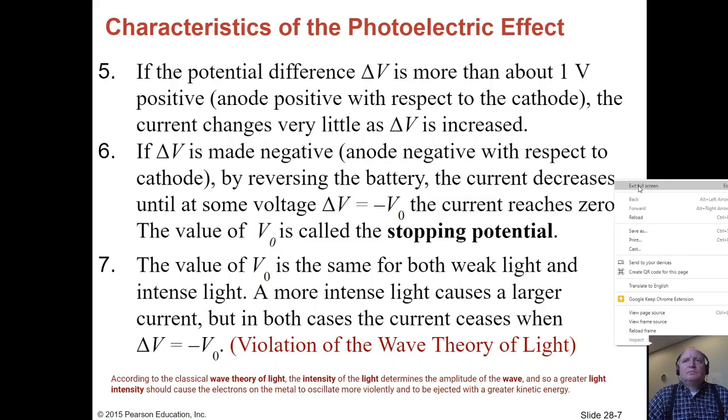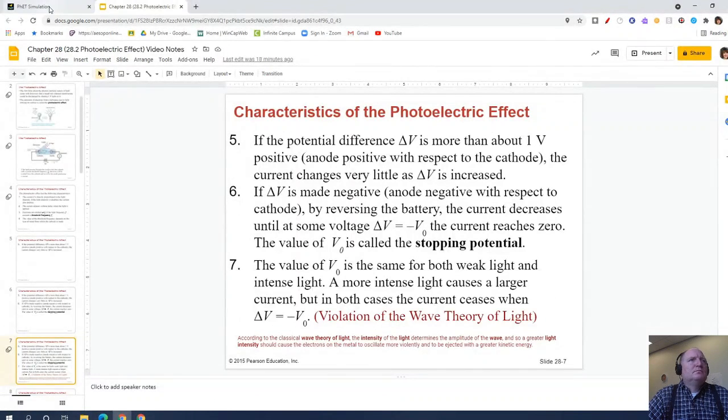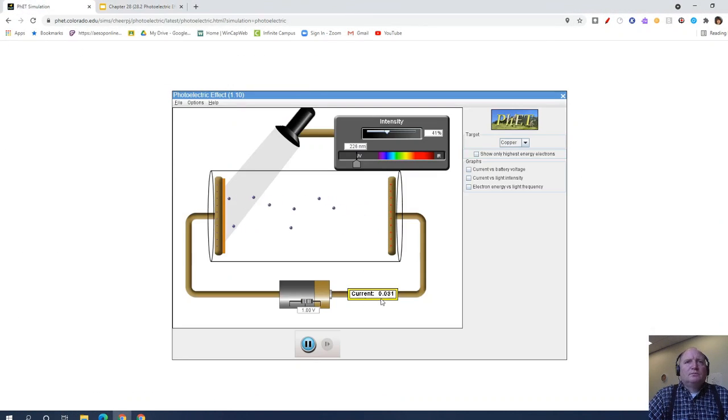All right, so I'm going to stop this. We're going to go back to the simulation. Now it said if the voltage was positive 1 or above, if we increase the voltage, we're not going to see a change in current. So let's see if that happens. If I increase the voltage here, okay, we really don't see a change in current.